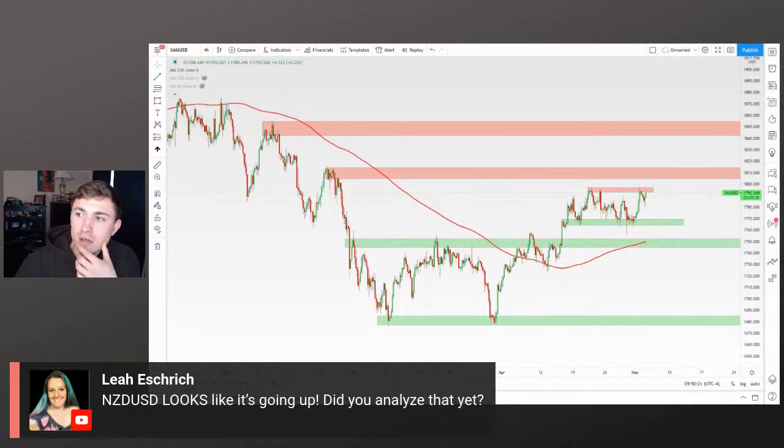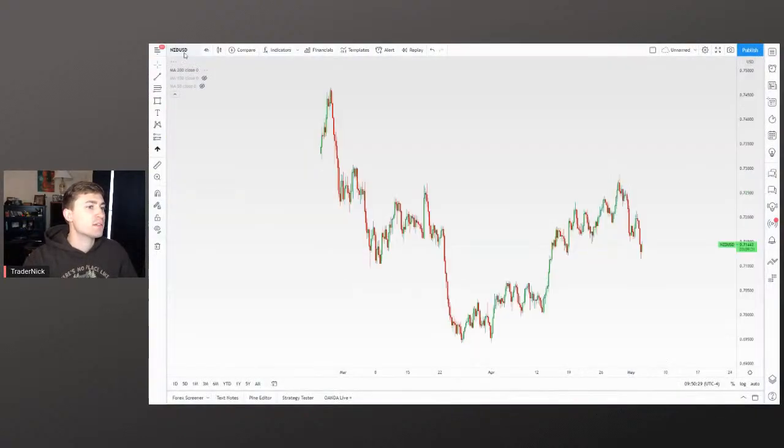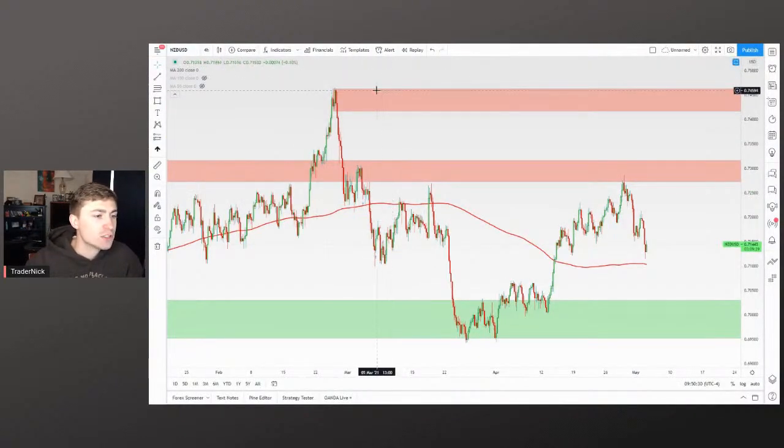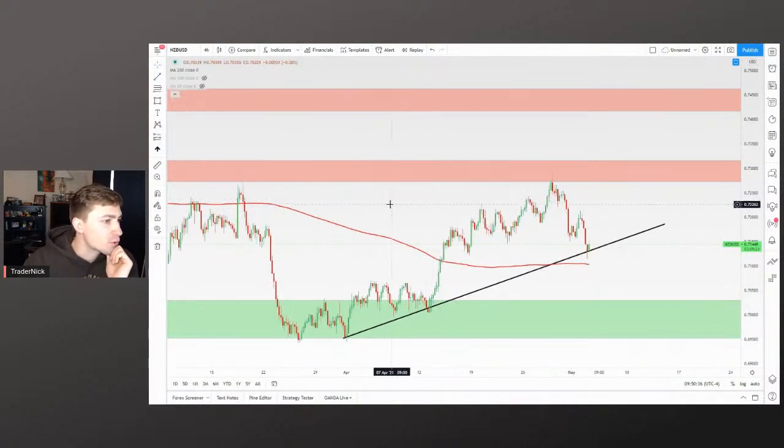NZD USD looks like it's going up. Did you analyze that yet? Nope. Let's take a look at it. So we will do NZD USD, see what's going on with this guy. First thing I see is you got a nice little trend line here. Pretty little uptrend on the lower time frames here.